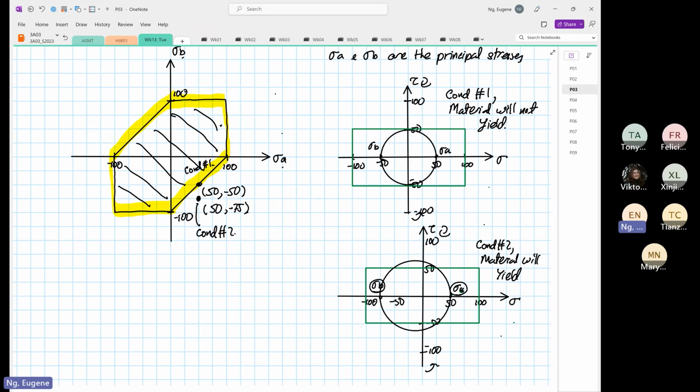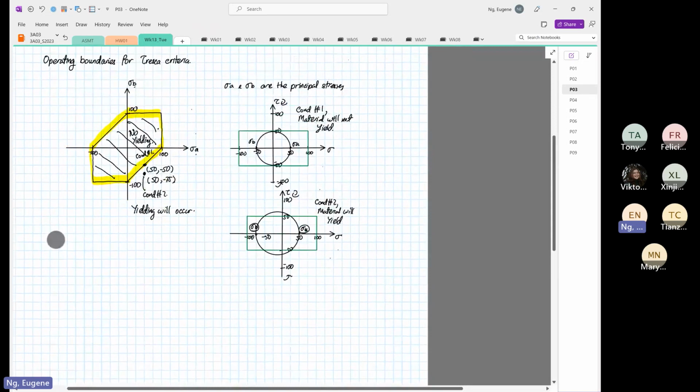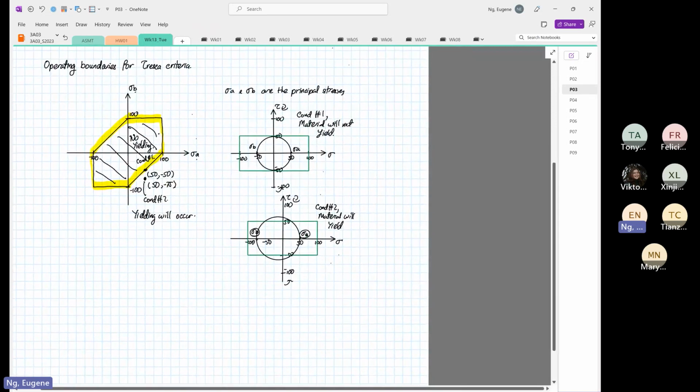Okay. No yielding. Okay, material will not yield. Anywhere that's outside, yielding will occur. Okay, like the two conditions I showed you. Okay, so this is the Tresca criteria. So you heard me talk close to 15 minutes about the Tresca criteria.